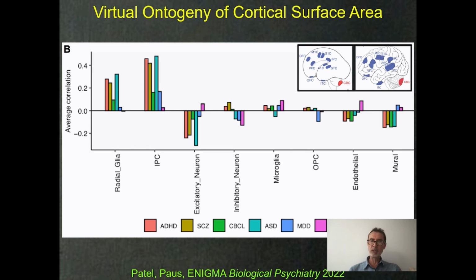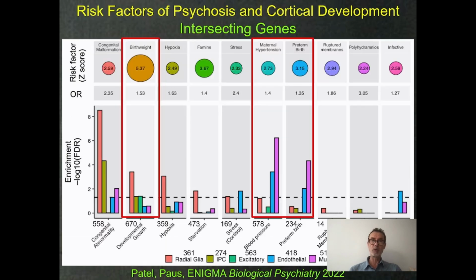We also looked at an intersection between these genes and genes that are involved in a number of risk factors, perinatal risk factors of psychosis. And you can see here that when we look at that intersection, genes that are related to developmental growth, birth weight, and congenital malformation, there the intersection is quite strong for radial glia.